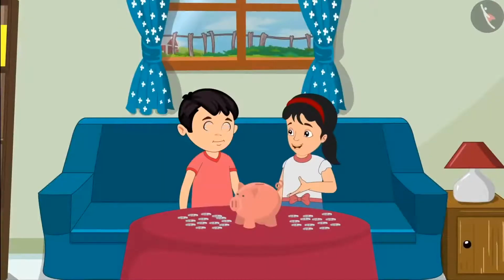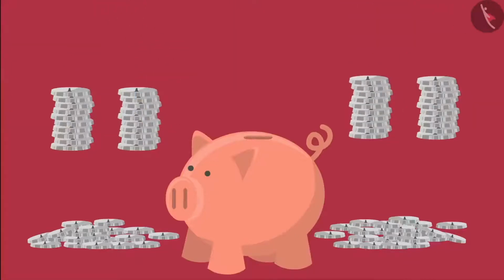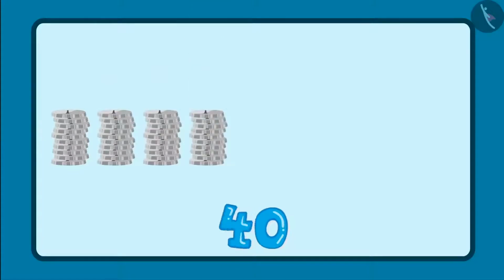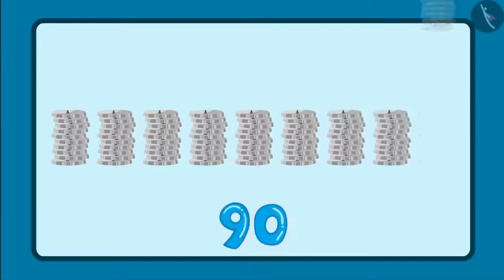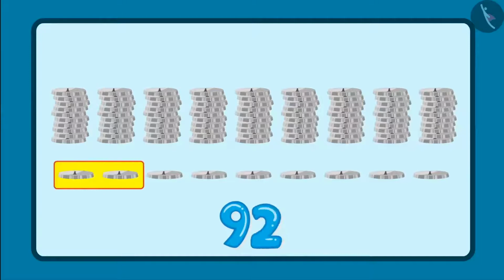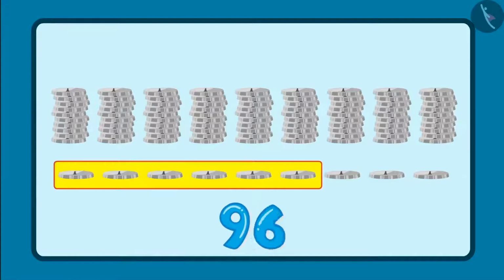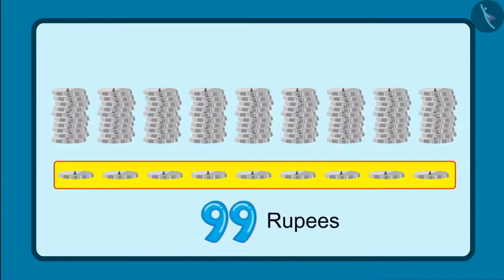Chotu, let's count all these coins by making groups of 10 each. So these are 10, 20, 30, 40, 50, 60, 70, 80 and 90. And along with that, there are 91, 92, 93, 94, 95, 96, 97, 98 and 99. This means we have 99 rupees in total.